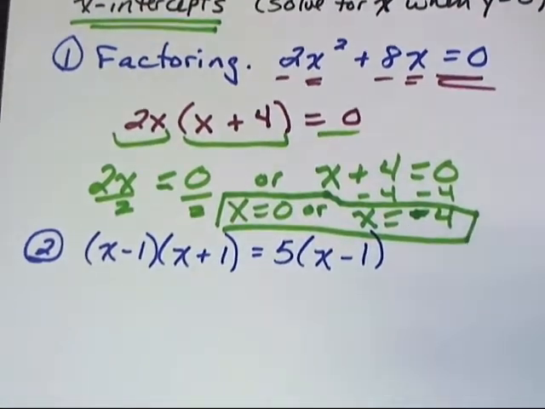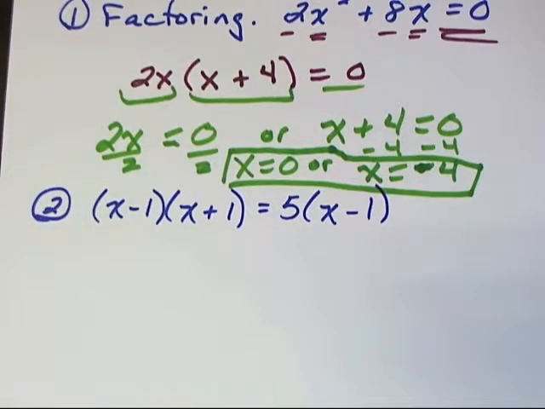Let's go through another example that's a little bit more difficult. This one looks like we already have factors, but the problem is we are not set equal to 0. In order to solve this and find your solutions, we need to make it into polynomials first so we can then set it equal to 0 before we can look to see if it's factorable.